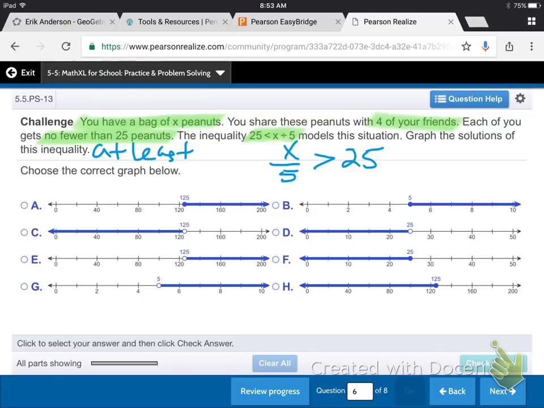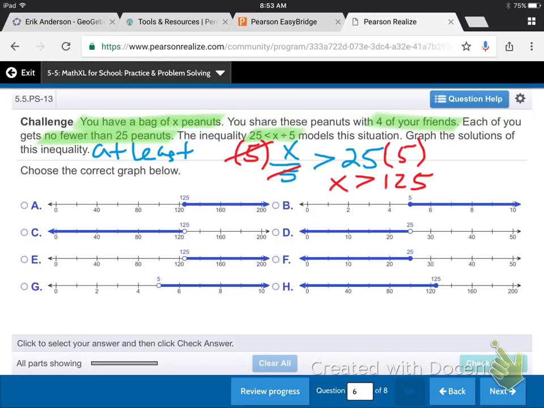We have to multiply both sides of the inequality by 5. Do you remember that? We just did that. 5 divided by 5 is 1. Perfect. That means the solution is x. And we didn't divide or multiply by a negative, so x is still greater than 25 times 5, which is 125.